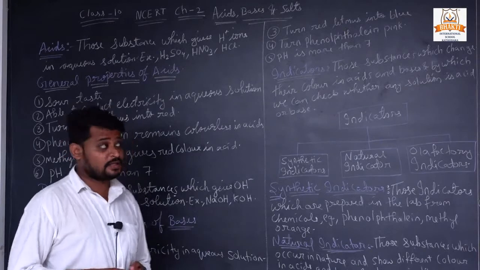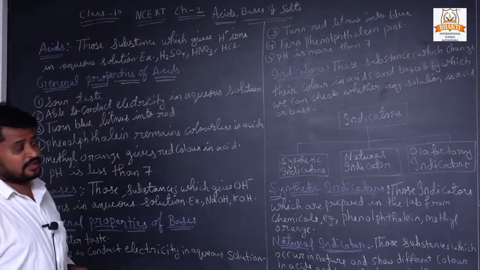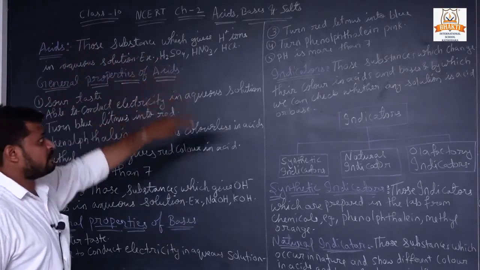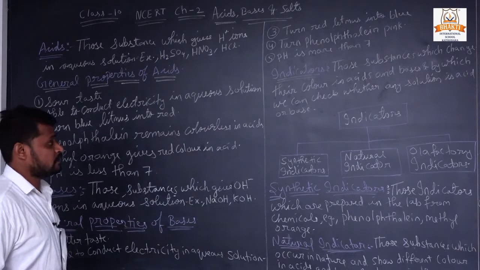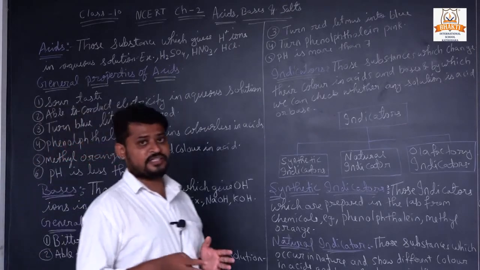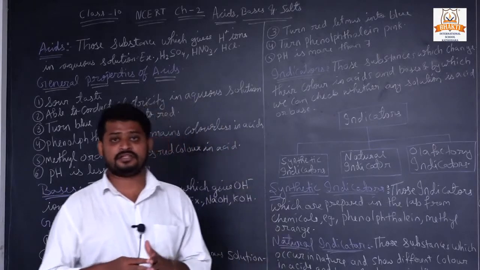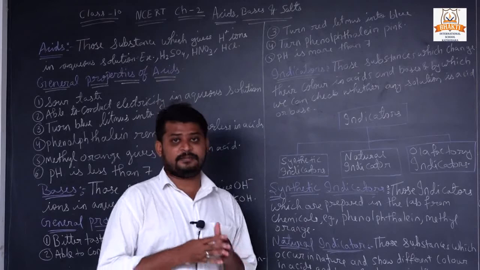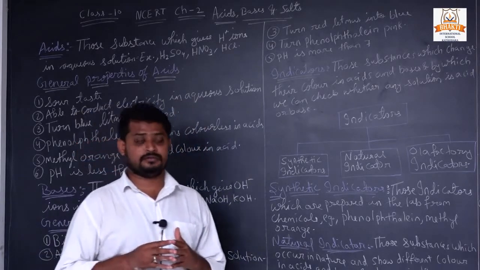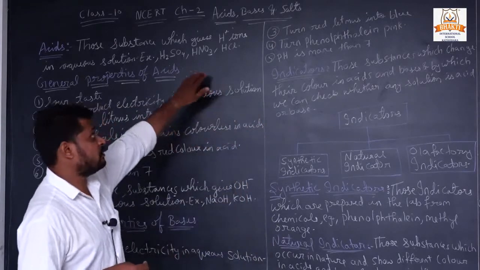In this new chapter we are going to study acid, base and salt. This is your Class 10 NCERT chapter number 2, Acid, Base and Salt. It is a very important chapter of chemistry, the basic knowledge of chemistry. If we know about acid, base and salt, then we are able to learn chemistry. So it is the basic knowledge of chemistry.